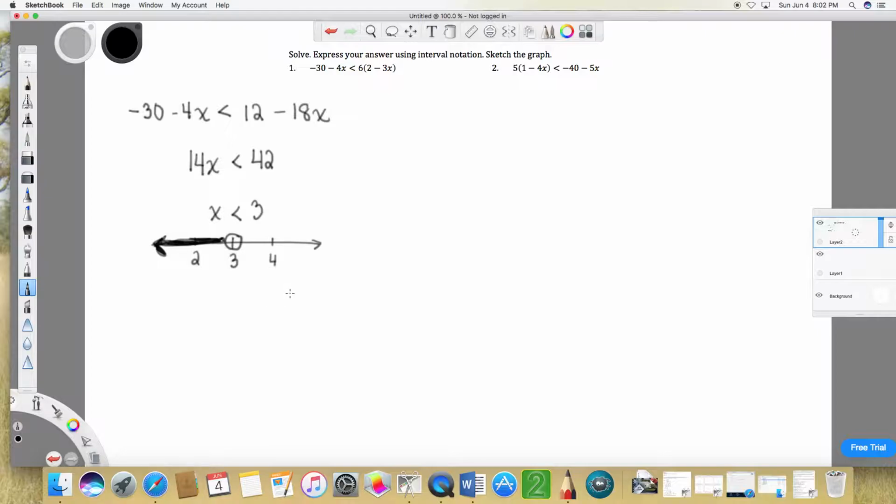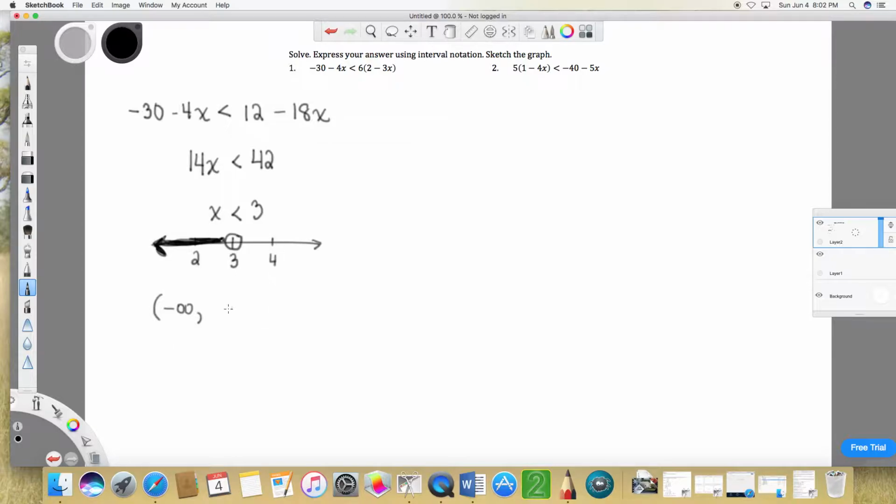Now they want me to express my final answer using interval notation. Since the arrow is shaded, I have a negative infinity. Positive infinity and negative infinity will never have a bracket around them, always an open parenthesis, because there is no smallest number. This negative infinity isn't a number at all. It's just kind of an abstract concept, indicating to go on forever to the left.